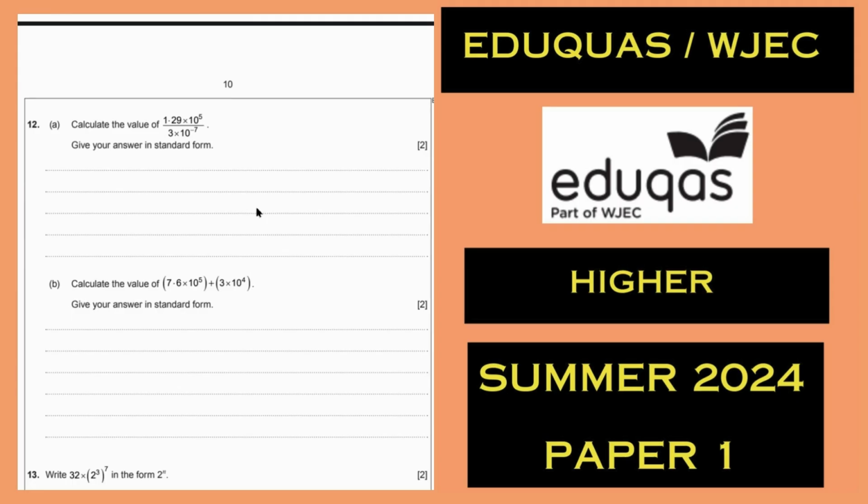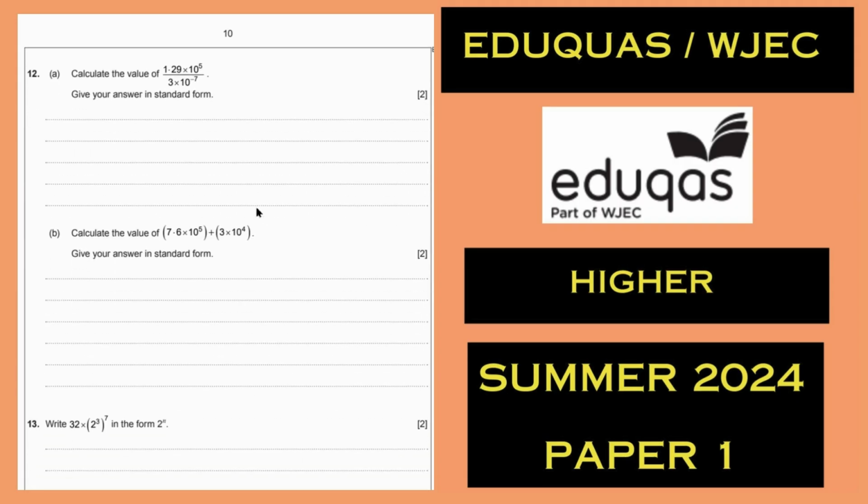Number 12. When you are multiplying or dividing numbers in standard form, you divide the numbers that are between 1 and 10 and then apply laws of indices to the powers of 10. So here we need to do 1.29 divided by 3. Again, mental arithmetic or whatever, bust it up as I've done. We get 0.43. Now that's going to need to be adjusted. It is not between 1 and 10. But let's do powers first.